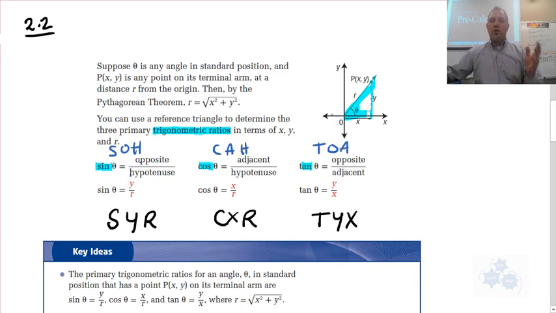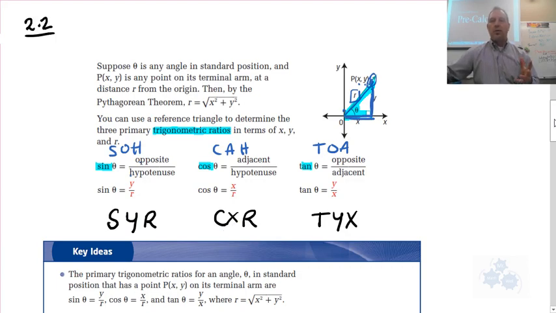Well, now when we're dealing with the coordinate plane, when we're talking about x and y coordinates for a point, this side of the triangle is x, this side is y, and the hypotenuse is actually r. It's the distance from the point to the origin. And so now we have a new mnemonic, which sounds kind of funny, but it's called SOH CAH TOA. Sine of the angle equals y over r, and that's really the same as opposite over hypotenuse. Cosine of the angle is x over r, and tan is y over x.